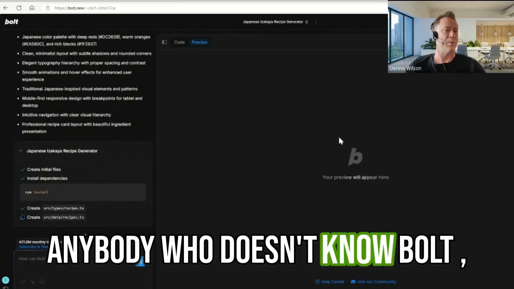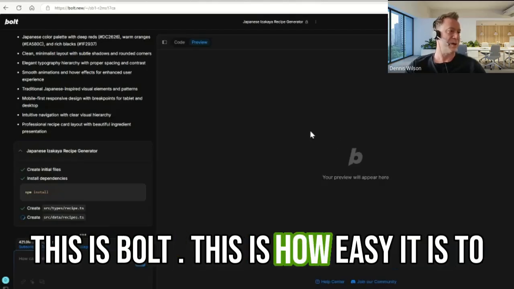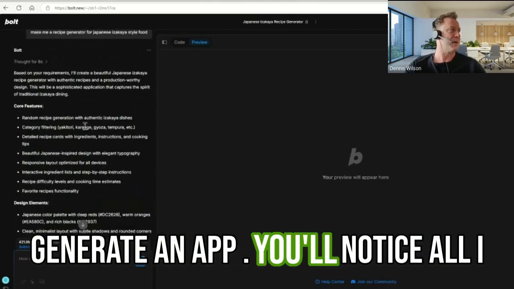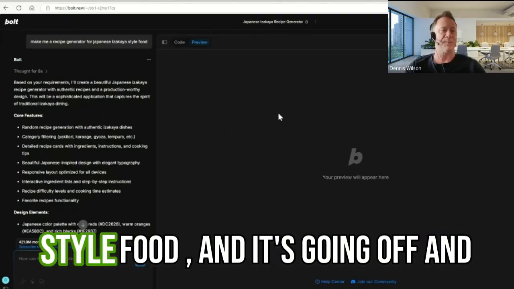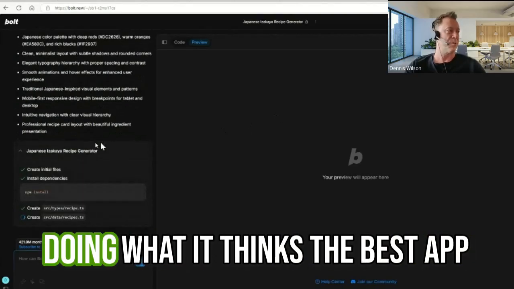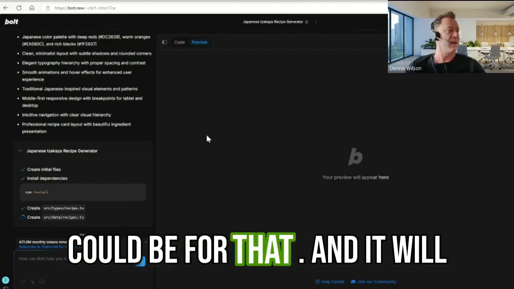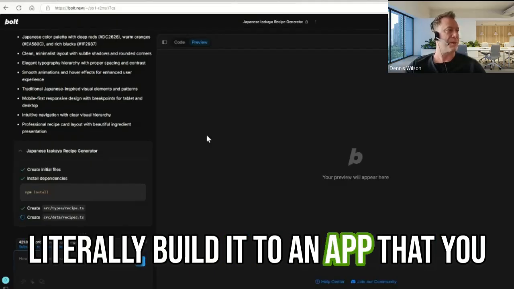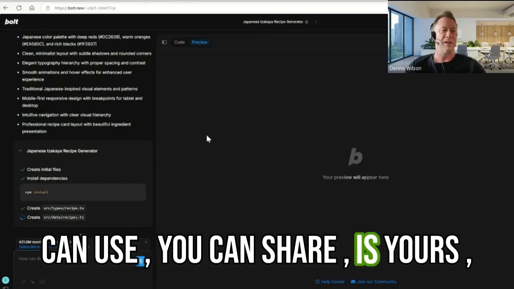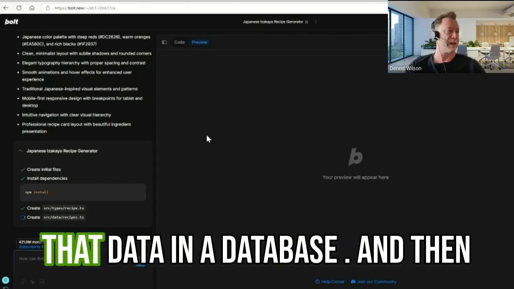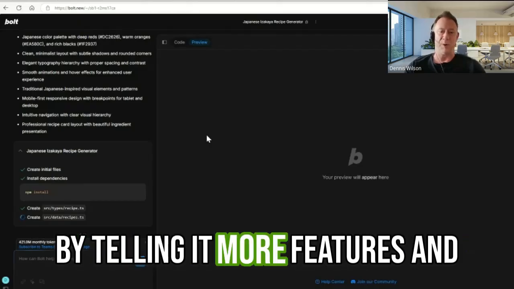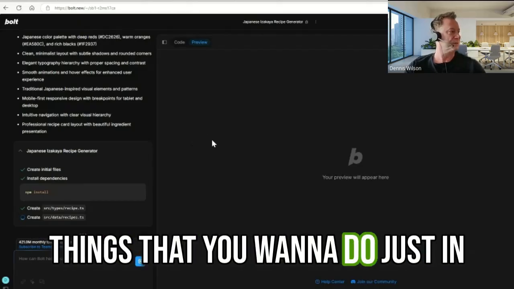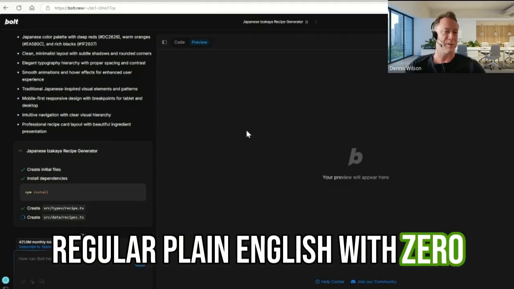So anybody who doesn't know Bolt, this is Bolt. This is how easy it is to generate an app. You'll notice all I told it was make me a recipe generator for a Japanese izakaya style food. And it's going off and doing what it thinks the best app could be for that. And it will literally build it to an app that you can use, you can share, is yours, and it can collect data and store that data in a database. And then you can just keep building your app by telling it more features and things that you want to do, just in regular plain English with zero development skills.